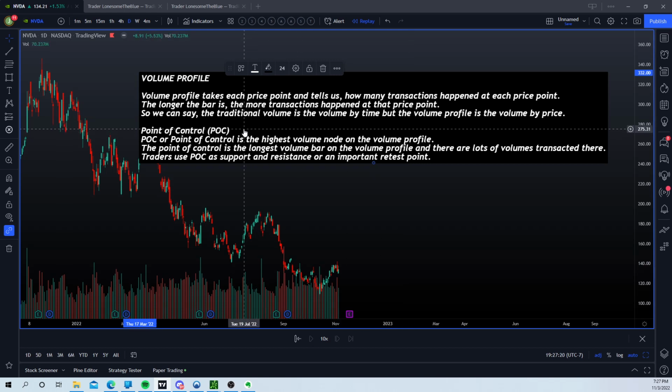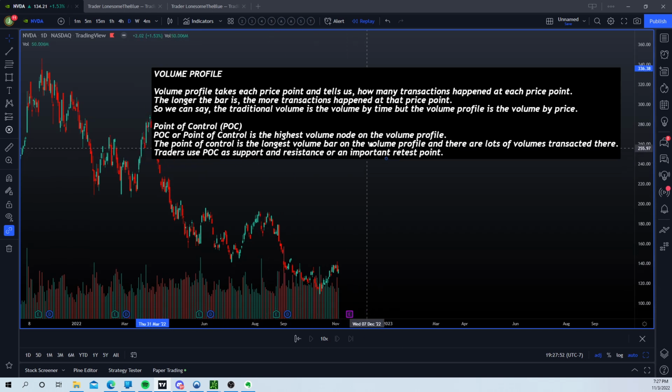POC is the line that you see when you get the volume profile. That's showing you the point of control. So the point of control is the highest volume node. A node is basically this, a bar, right? The point of control, POC, is the longest volume bar on the volume profile. That means there's a lot of volume transactions there, meaning there's a lot of buyers or sellers depending on where the POC line is located. Traders use POC as support and resistance, or as an important retest point.